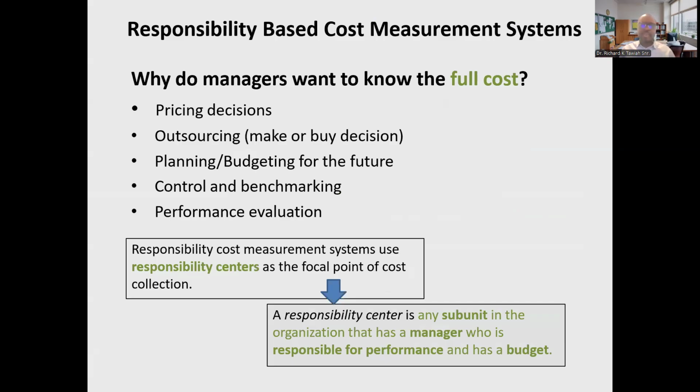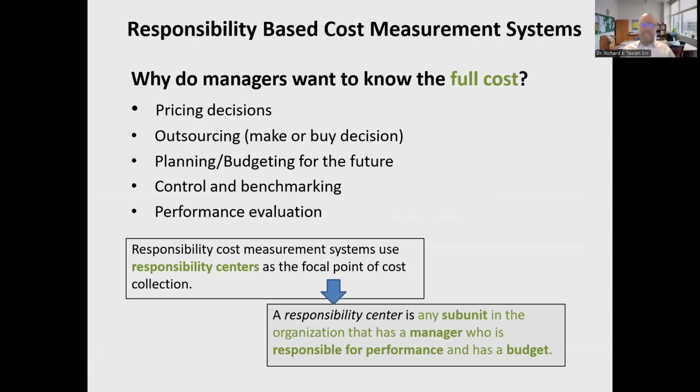Now you will hear responsibility-based cost measurement system or responsibility centers: cost center, investment center, profit center. If you get one example, you get the rest. Why do managers want to know the full cost of a product? They want to use it to make very good pricing decisions. How much should we sell this for, because this is how much we get in producing it. They also want to use it to make a decision: should we continue making this product or should we buy it from outside?